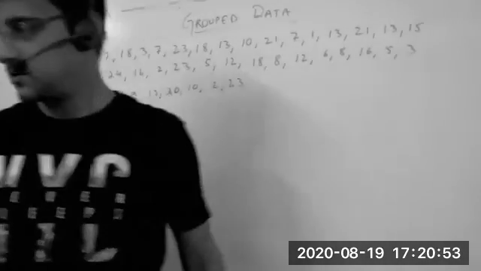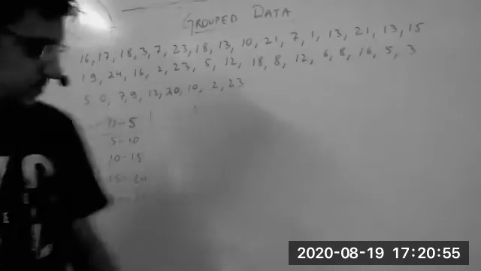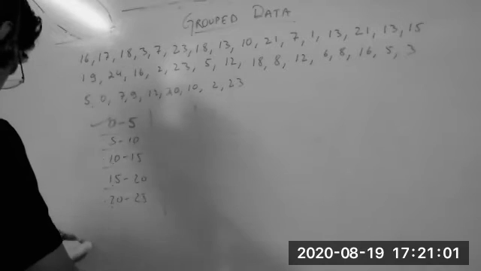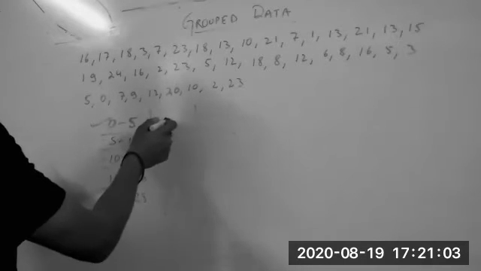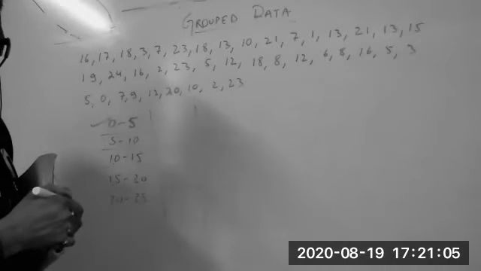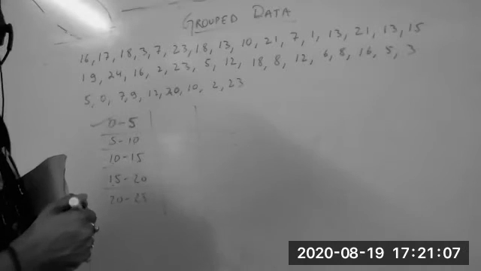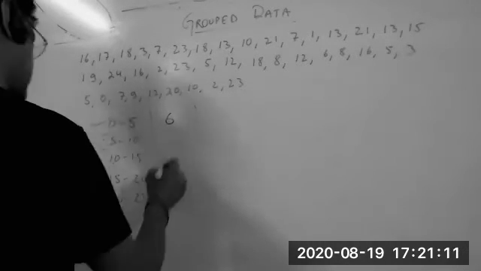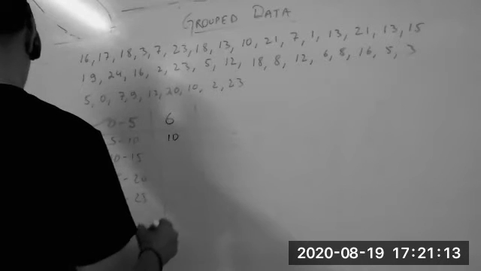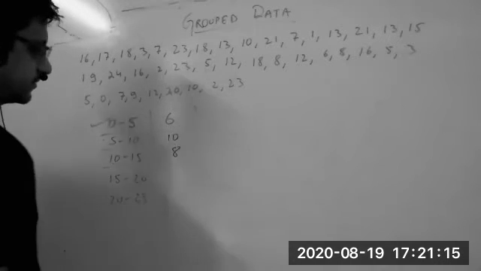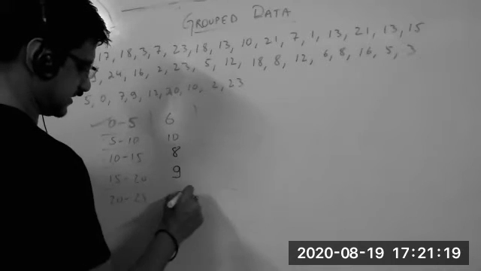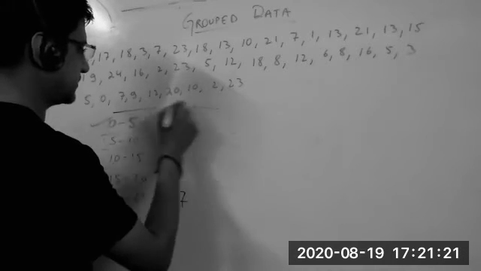So yes, have you done this table? Yes, sir. Tell me all the frequencies, Mona. Sir, 6, 10, 8, 9, 7. So this is frequency.